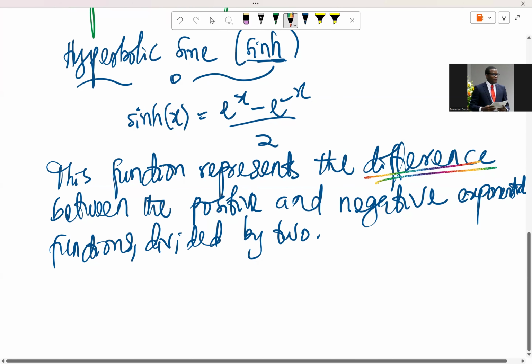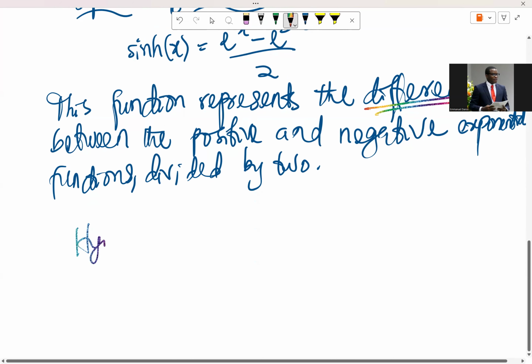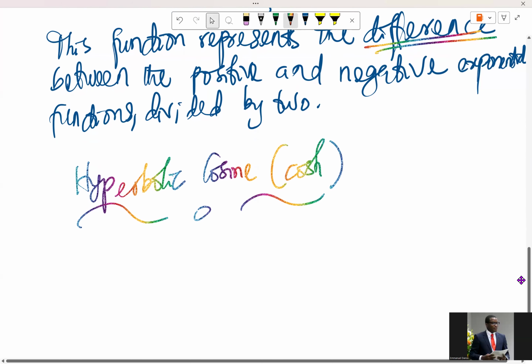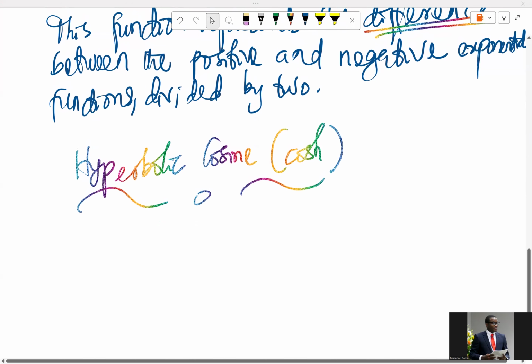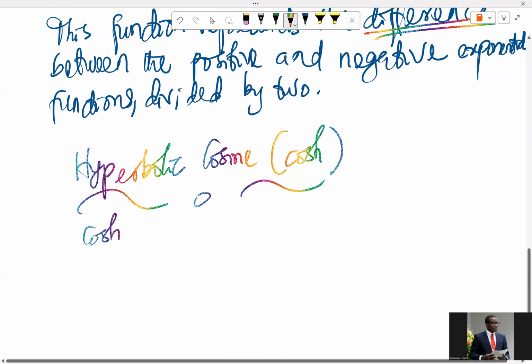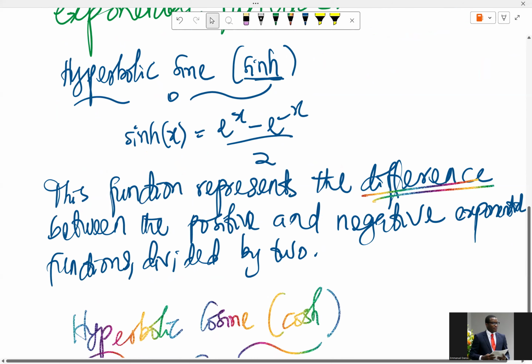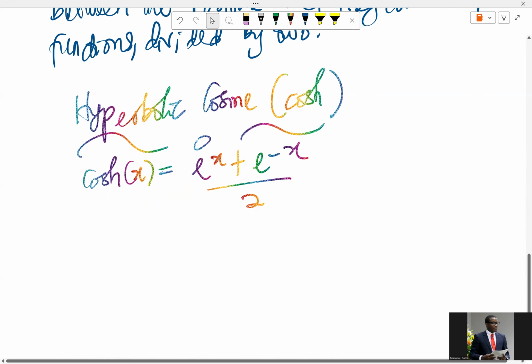So let's see what hyperbolic cosine looks like. So talking about hyperbolic cosine, which is rendered as cosh, that is given as cosh x, which is equal to e raised to the power x plus e raised to the power minus x, divided by 2. So you see, in the other case, it is e raised to the power x minus e raised to the power minus x. Here it is e raised to the power x plus e raised to the power minus x, divided by 2. So for sinh it is minus while cosh is plus.